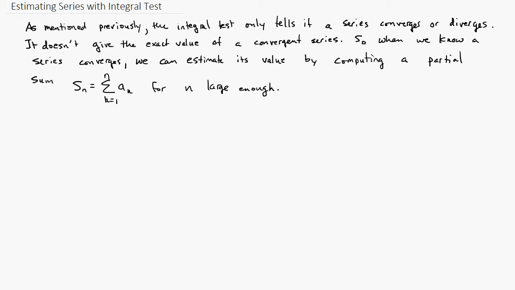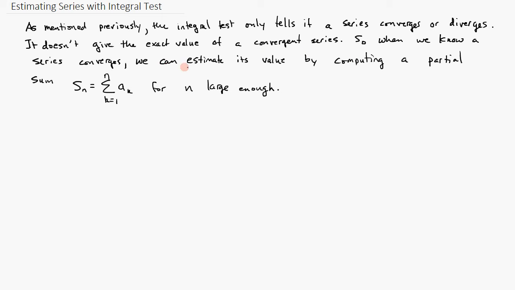So as I mentioned previously, when you use the integral test, it only tells whether a series converges or diverges. It doesn't actually give the exact value of a convergent series. So once you apply the integral test and you find that a given series converges, what we can do instead of getting the exact value is to estimate the value.